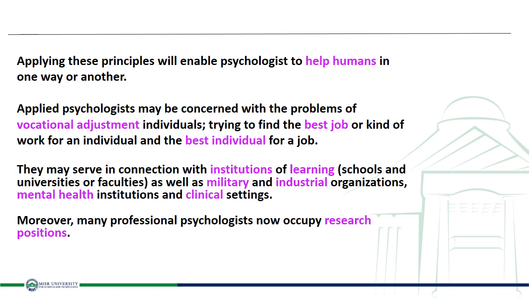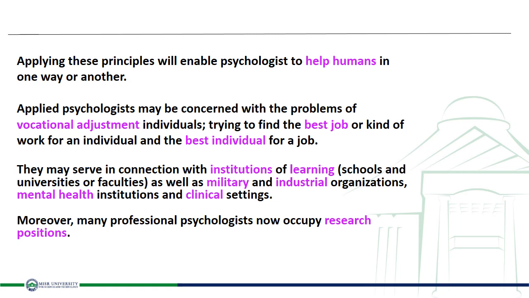So in psychology, we have vocational and industrial psychology, and this is one of the applied psychology. Also, psychologists may serve in connection with institutions of learning, for example, schools, universities, faculties, and also they may serve in connection with military organizations. So we have military psychology, and also we have industrial psychology, and also we have educational or school psychology, and also they may help people in mental health institutions and different clinical settings. So we have clinical psychology as one of the applied sciences of psychology.